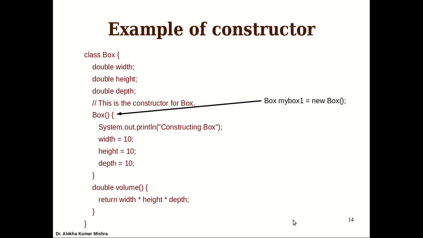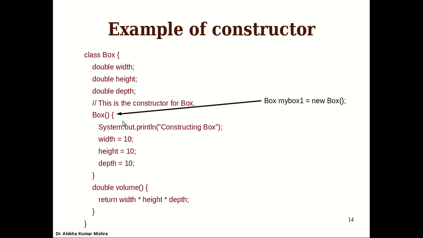Let's see an example. The first one we generally call a default constructor. So we define a constructor here, and the name matches the class name, so Box. The method name is Box, no parameter. We are initializing with our own value. We are printing here "constructing box", and we are setting the width, height, and depth values to 10. Instead of keeping the variables without any value, undefined values, it is better to initialize them with some value. And we have defined the volume function.